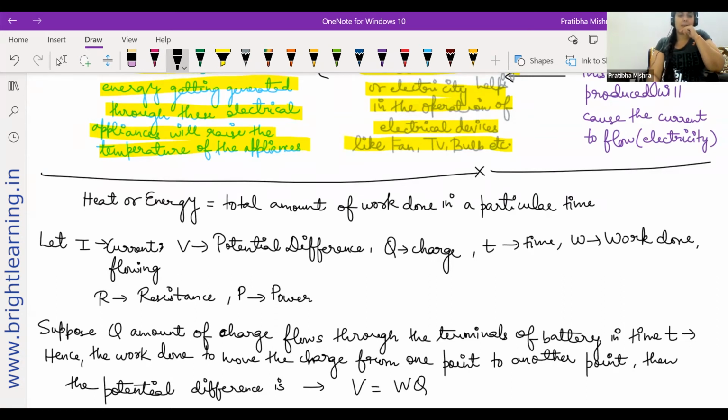Is it correct? No, it's not correct. Why? It's not exactly WQ. The work done is nothing but, let me tell you what it is. The work done you have to write, and I have written the potential difference. So that is wrong.